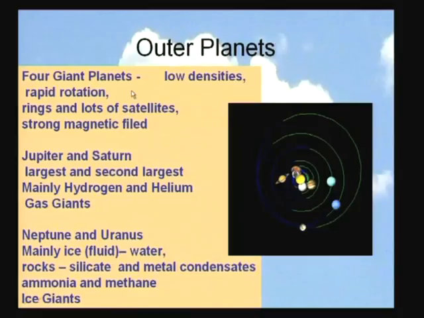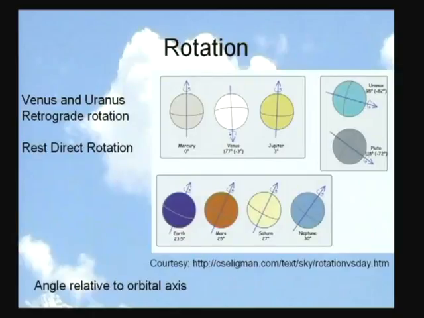So, in brief, I have told you about the 8 planets that make up the solar system, and I have also told you about some properties of these planets. Now, let us consider the rotation of these planets, which was the question that was asked. These pictures show you how these planets rotate relative to the direction of their orbital motion around the Sun.